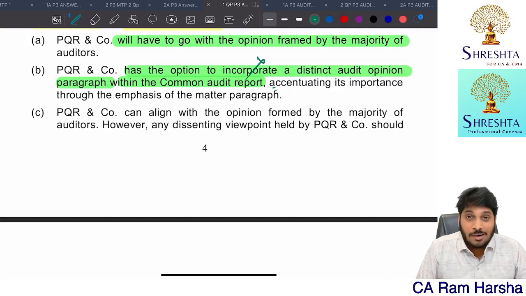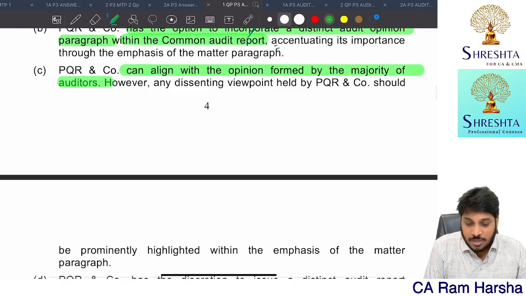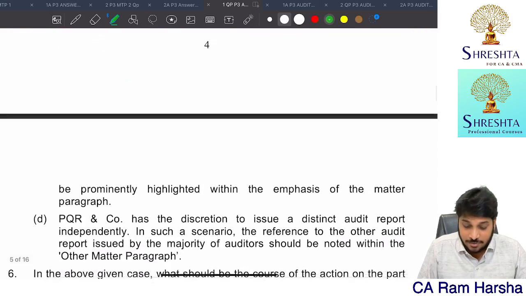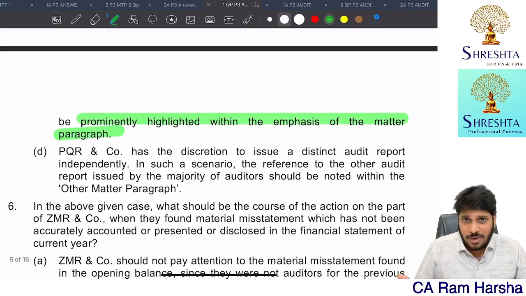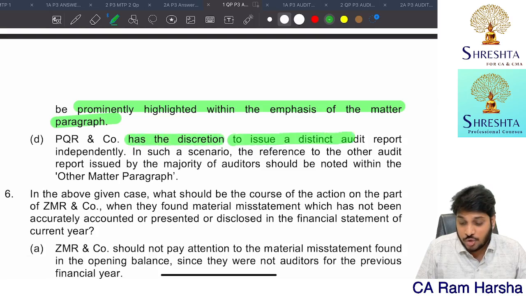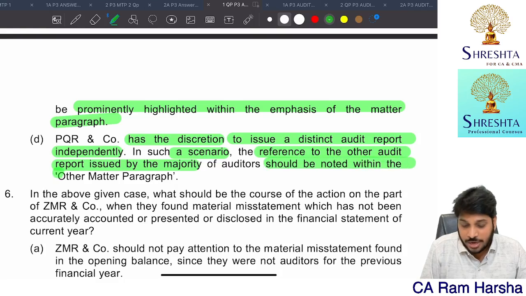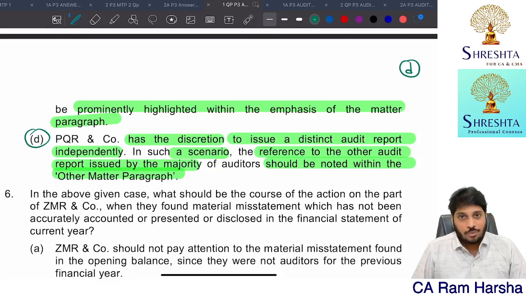What are they saying here? In the same audit report, give 2 opinion paragraphs. No, that is not permitted. PQR & Co. can align with the opinion formed by the majority. However, any dissenting viewpoint should be prominently highlighted. No. You want to give a modified opinion. It's not emphasizing. PQR & Co. has the discretion to issue a distinct audit report independently. In such a scenario, the reference to the other joint audit report issued by the majority should be noted within the other matter paragraph. Absolutely. The answer is D. Yes or no?